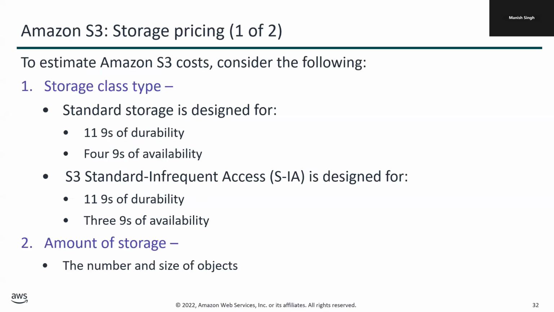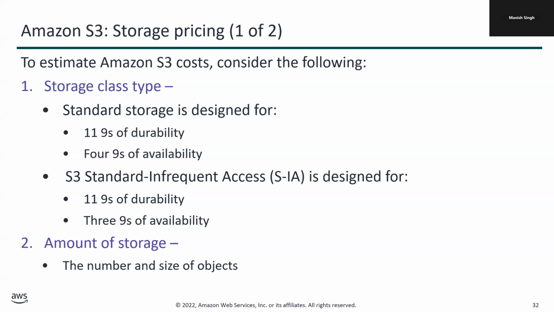To estimate Amazon S3 cost, consider the following: storage class type, right? Standard storage is designed for, we said, 11 nines of durability and 4 nines of availability. So 4 nines after 99, 99.99, right? So they are pretty much, we can say 100%, although technically it is not.